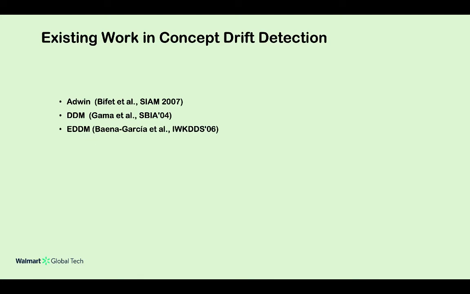Next is EDDM, or the early drift detection method by Baena-Garcia et al. This method uses the distance between two consecutive errors rather than the error rate, as in DDM. When the concept remains stationary, the distance grows larger, whereas if there is a decrease in the distance, then we conclude that there is a concept drift.